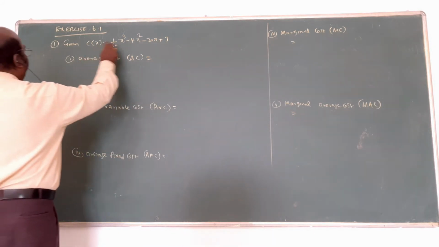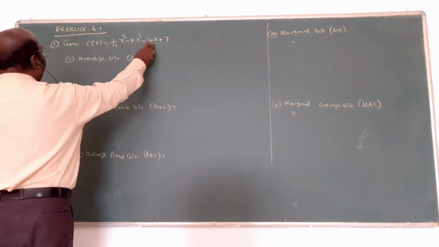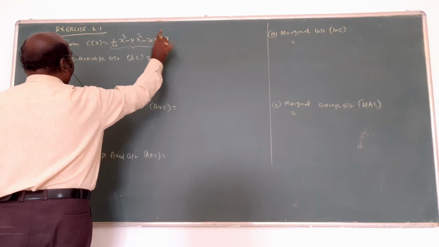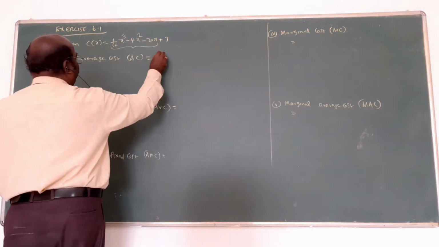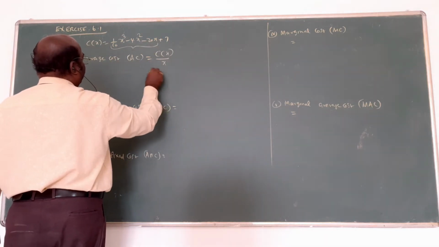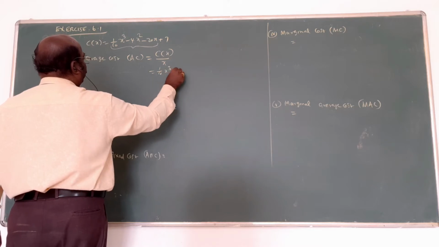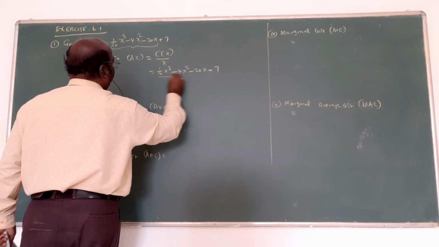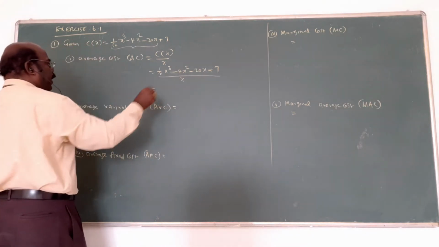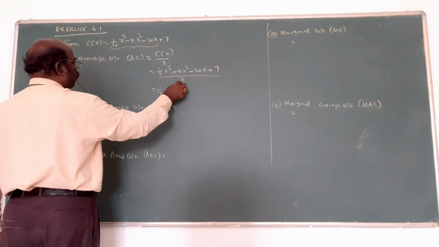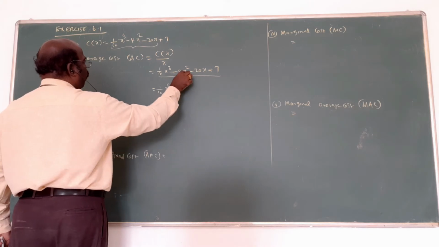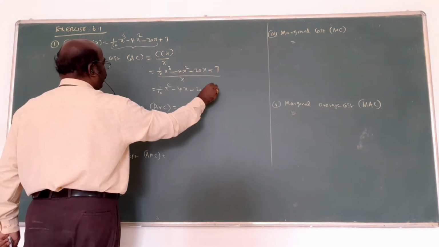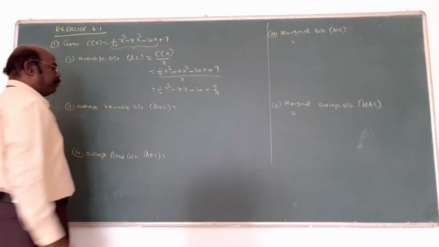Now, C of x, I already told you, the x terms involved are called f of x. This is called k, the constant. Average cost means what now? C of x by x. C of x is 1 by 10 x cube minus 4x squared minus 20x plus 77, all divided by x. 1 by 10 x cube by x is x squared. 4x squared by x is only x. 20x by x cancels, only 20, plus 77 by x. This is the first answer.